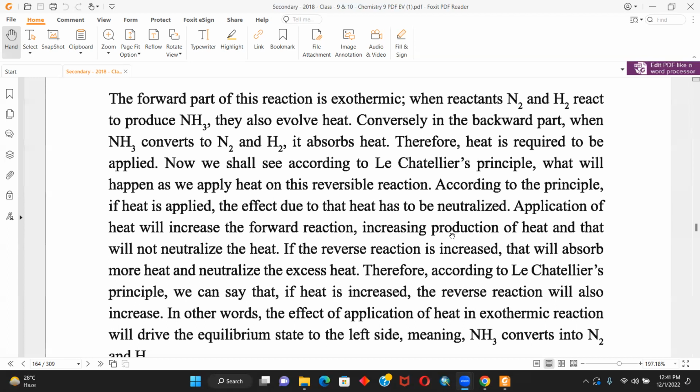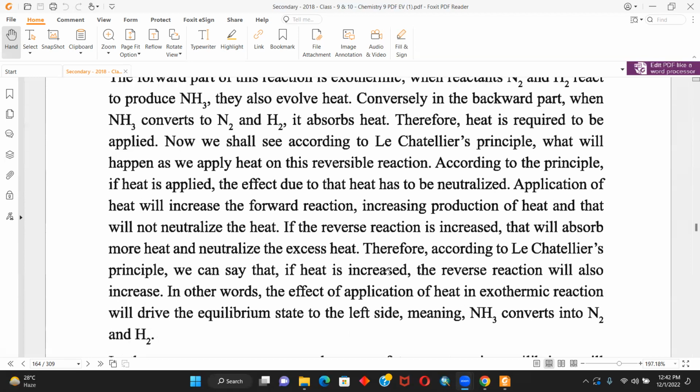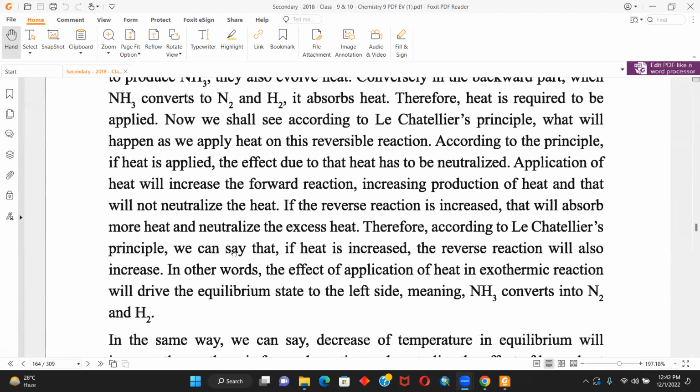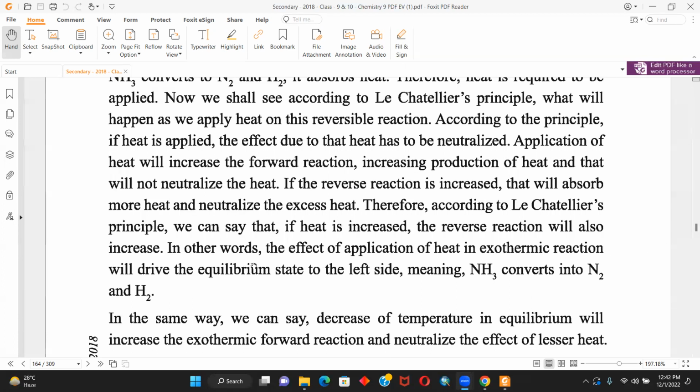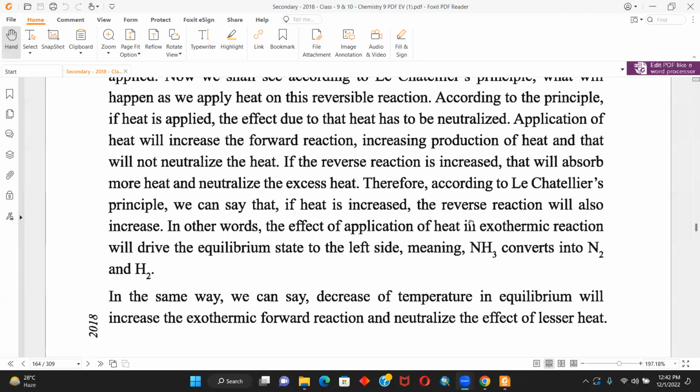If the reverse reaction is increased, that will absorb more heat and neutralize the excess heat. So, according to Le Chatelier's principle, we can say that if heat is increased, the reverse reaction will also increase. This is the basic point that we discussed before. In other words, the effect of application of heat in an exothermic reaction will drive the equilibrium state to the left side. This is another important point: driving the equilibrium state to the left side.